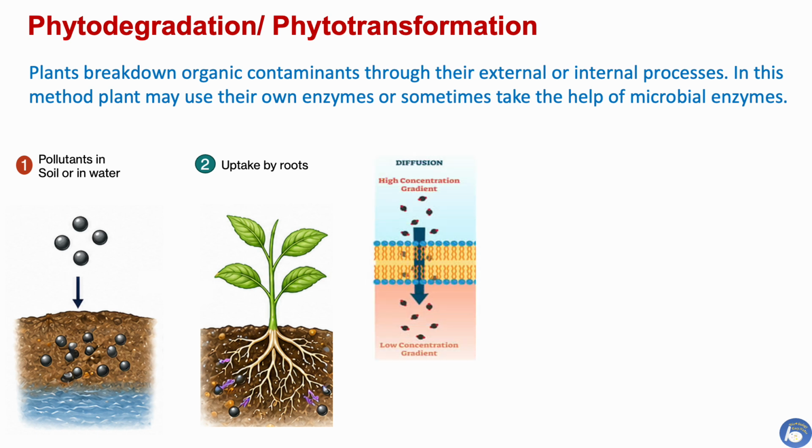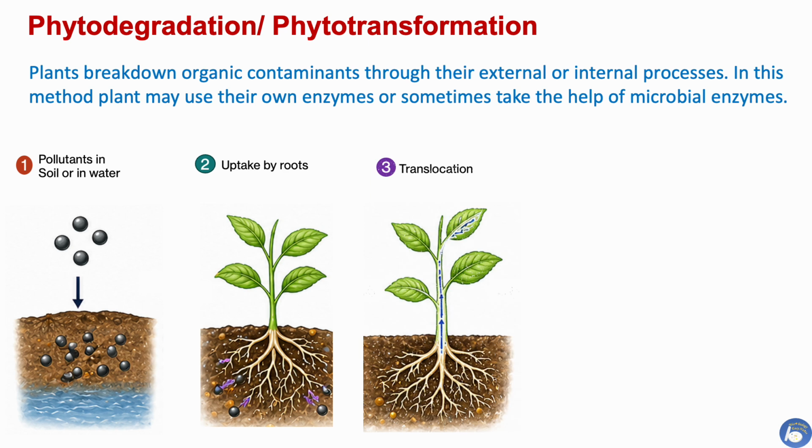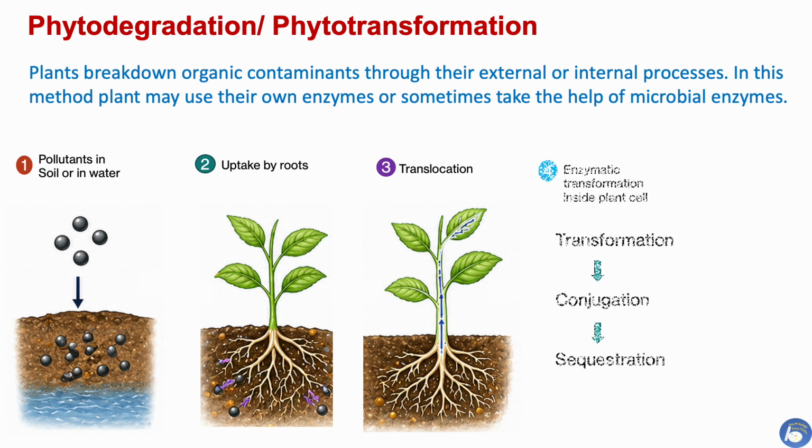What is passive diffusion? It is the movement of molecules from an area of higher concentration to an area of lower concentration without requiring any energy input. Then pollutants move through xylem and phloem to the stem and leaves. Xylem and phloem are the specialized vascular tissues that transport water, minerals and nutrients throughout a plant. Then pollutants are broken down through enzymatic processes.